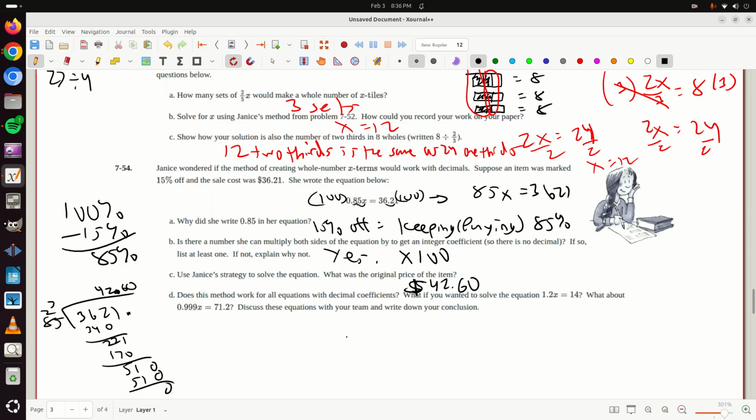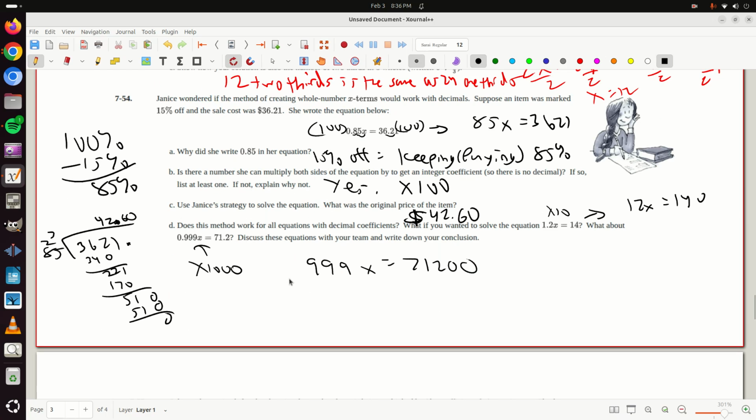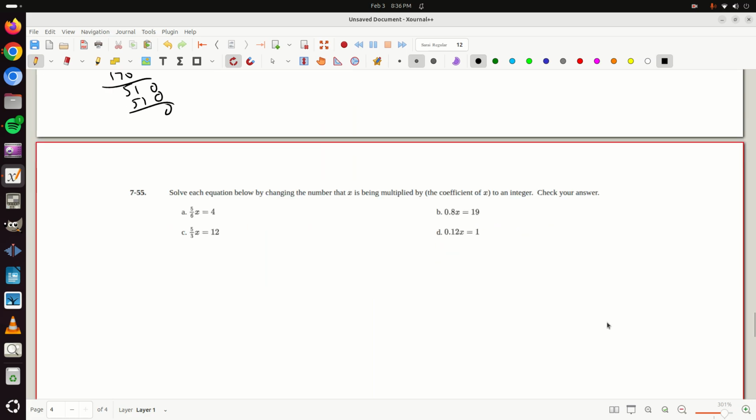And then, does this method work for all equations with decimal coefficients? So yeah, on this one we could multiply by 10 and we would get 12x equals 140. And on this one we could multiply by, hopefully we see it as 1,000, and we would get 999x equals 7,1. Now we have to move the decimal 3 places, right? So that was 1, 2, 3. So we can get that equation. I don't know if it wants us to solve this, but if it does, I'm going to let you guys handle that. And then finally, 755.